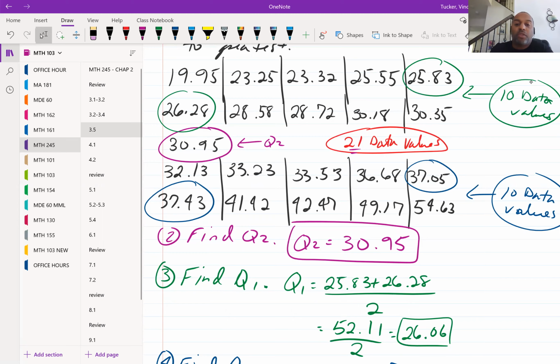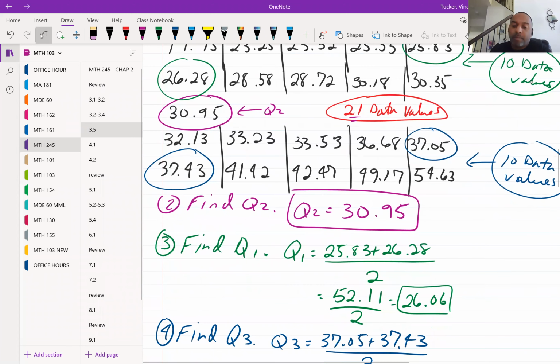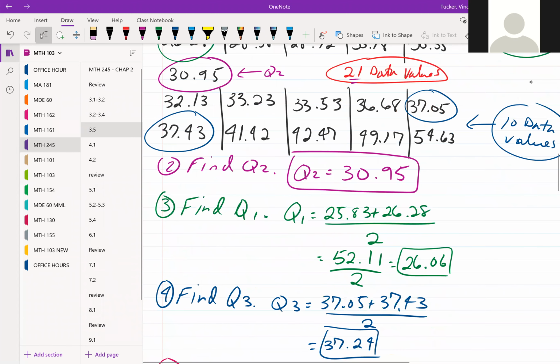All right. So do the same thing for Q3. 2 middle values, add them together, divide by 2. So 37.05, 37.43. Divide those by 2 gives me 37.24.